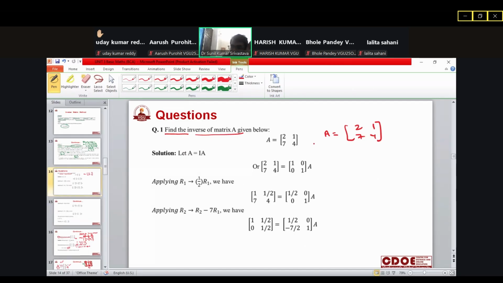First of all, we do not have to check the singularity or non-singularity of the given matrix, because we are not going to apply the concept of the adjoint of a matrix here. So we will use the elementary transformation method here. First of all, we have to write the matrix A like this: A matrix is equal to the identity matrix 1 0 0 1, in the same order, times the matrix written here, 2 1 7 4.